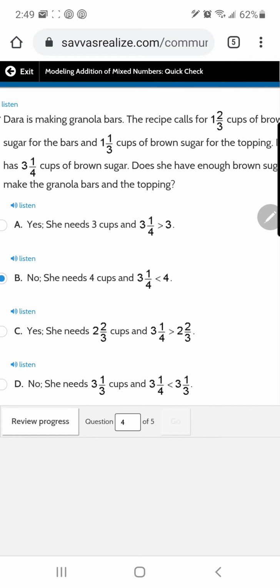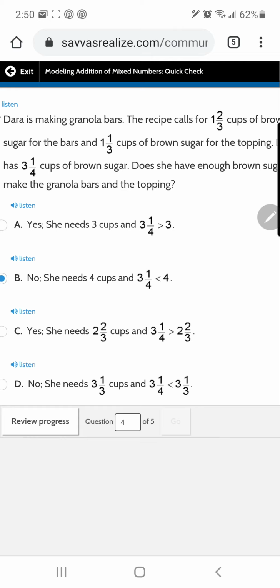What would you do to solve this? Well, you would add 1 plus 1, because that's how much sugar you need. You need 2 cups to make the bars and the topping, and you have 3 cups of sugar in all. Do you have enough to make the bars and the toppings? The answer is yes, because you have 3 cups. 3 cups minus 2 that you need is 1. So that's how you kind of solve this one.